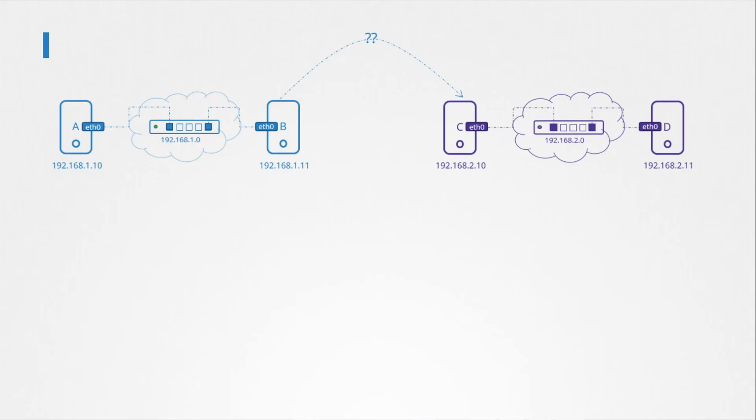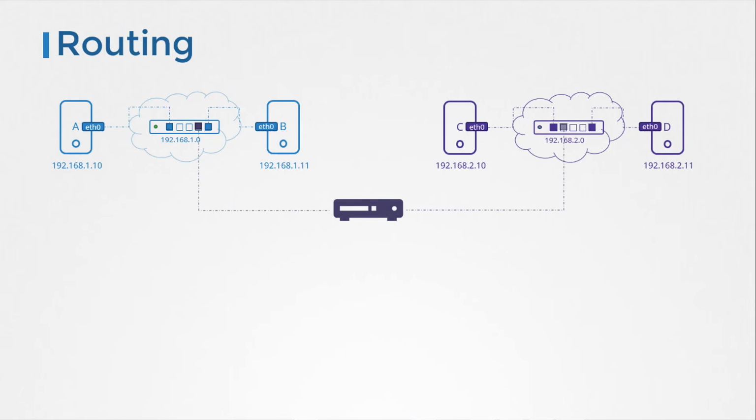How does system B with the IP 192.168.1.11 reach system C with the IP 192.168.2.10 on the other network? That's where a router comes in. A router helps connect two networks together. It is an intelligent device, so think of it as another server with many network ports.